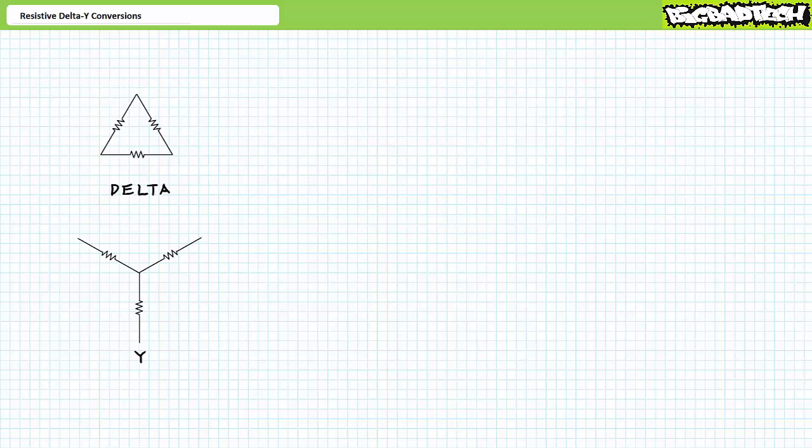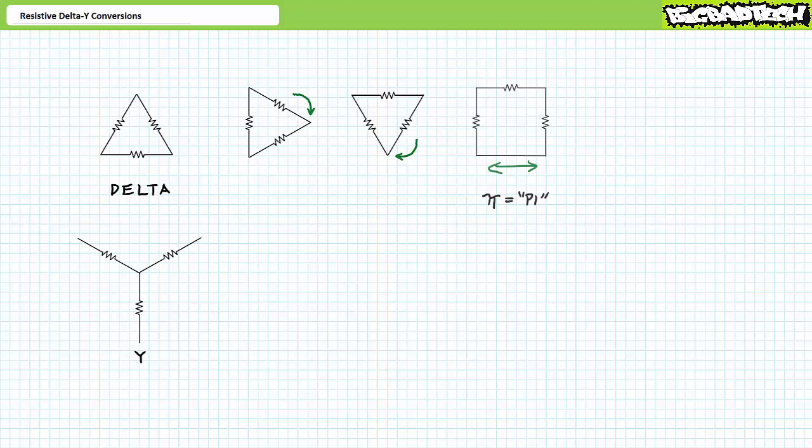Both delta and Y configurations are characterized by a three-terminal relationship of three resistors. A delta configuration, as the name implies, is a triangular relationship of three resistors identical in shape to the Greek letter delta. If you flip a delta configuration on its side, then flip it again on its head such that it's bouncing on a point, and spread out that bottom point, you might get something shaped like a pi symbol, and delta networks are often referred to as such.